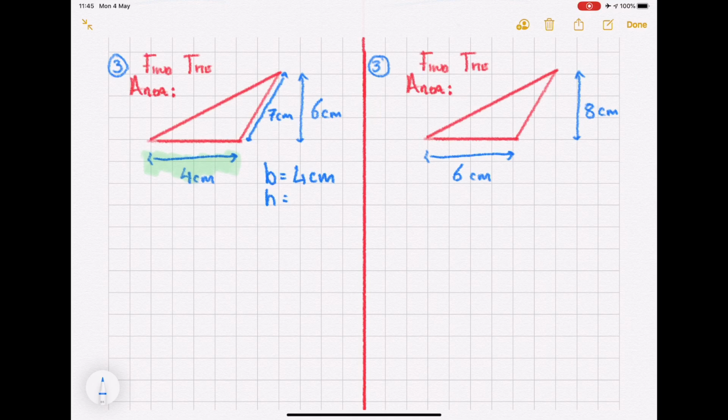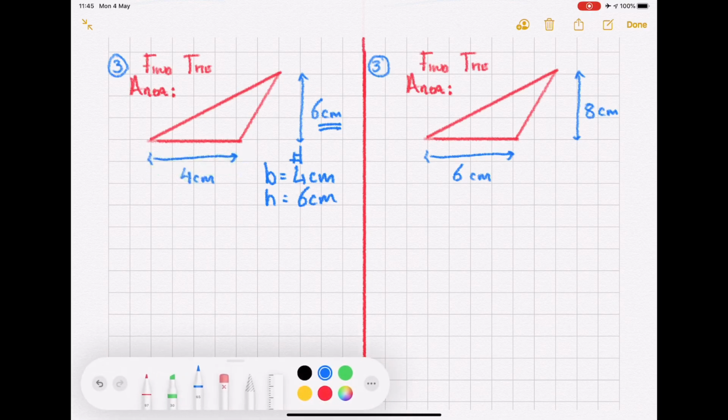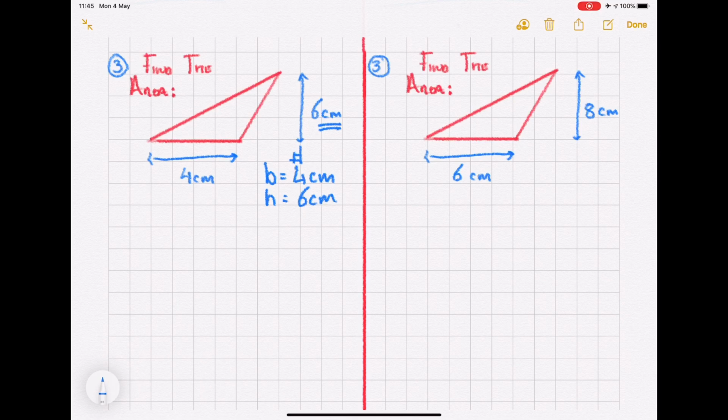Now we're working out the height, and the height is always the perpendicular height, which means at a right angle. So this length here, this 7 centimetres, isn't at a right angle to the 4 centimetres. But this 6 centimetres is. So we know that this 6 centimetres is actually our height. So we can say our height is 6 centimetres, and we can ignore that 7 centimetres for this question. Okay?